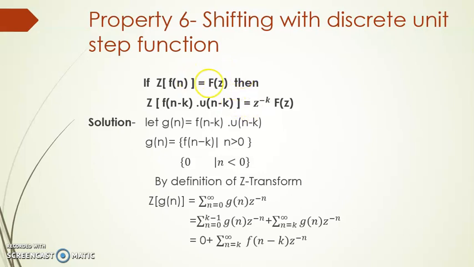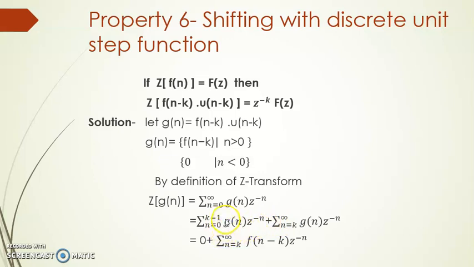We consider this f of n minus k u of n minus k as g of n, and again apply the definition of unit step function. If u of n minus k is 1, we get g of n equal to f of n minus k for n greater than 0, and if u of n minus k is 0, as the unit step function has only two values 1 and 0, we get g of n equal to 0. By definition of Z transform, again we apply the definition of Z transform to g of n. So we have summation n equal to 0 to infinity g of n Z power minus n, and again split the limit, that is n equal to 0 to k minus 1 and k to infinity.